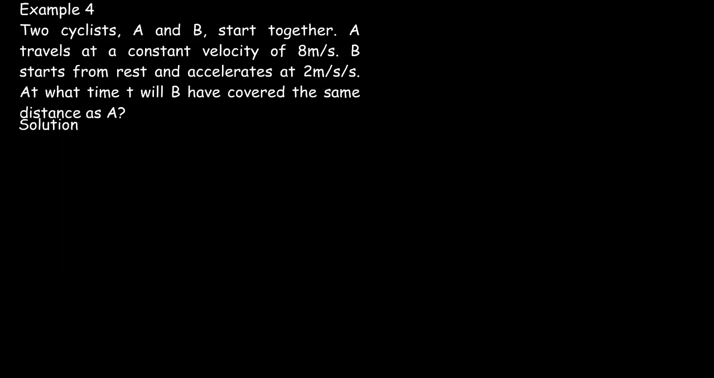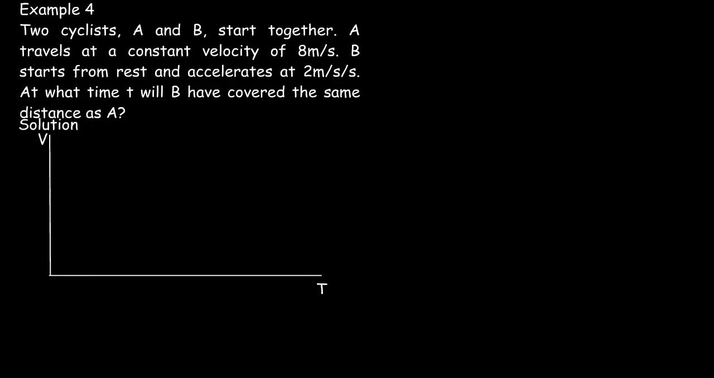We have our final example that states that two cyclists A and B start together. A travels at a constant velocity of 8 meters per second. B starts from rest and accelerates at 2 meters per second squared. At what time will B have covered the same distance as A? For our solution, we'll be plotting both motions on the same velocity time graph.